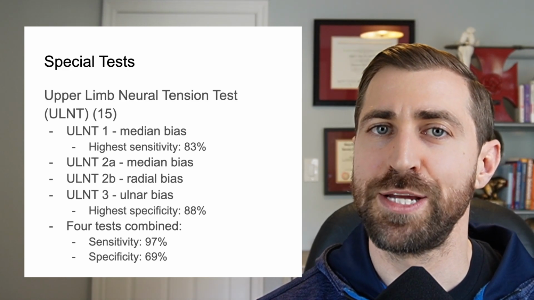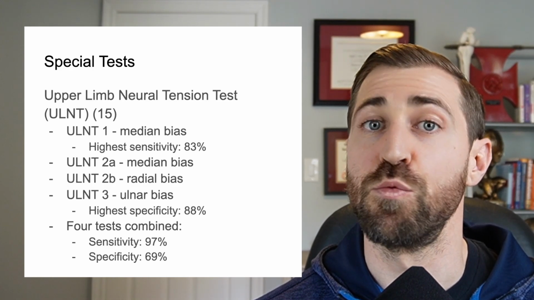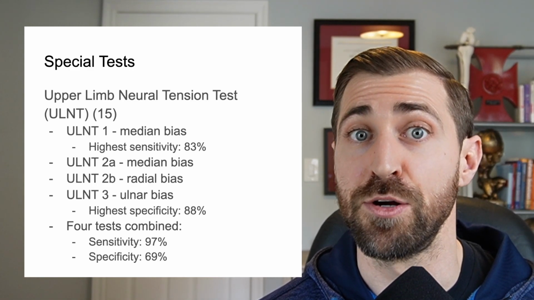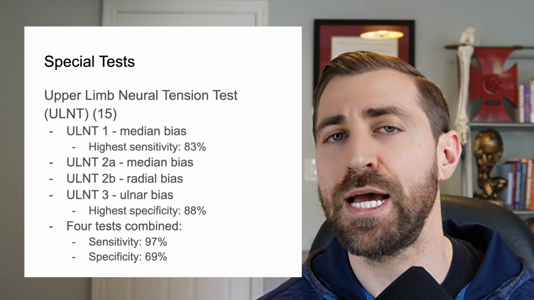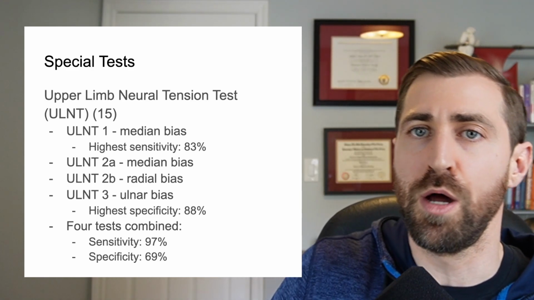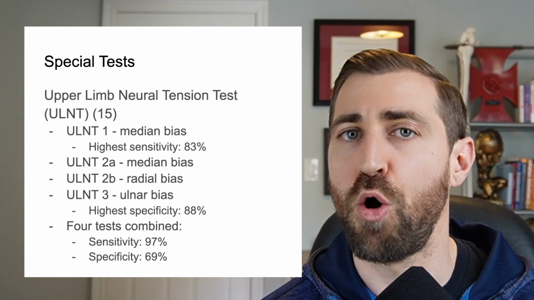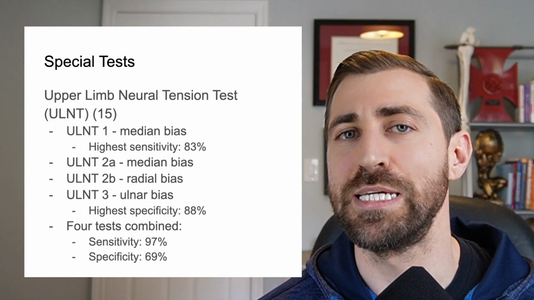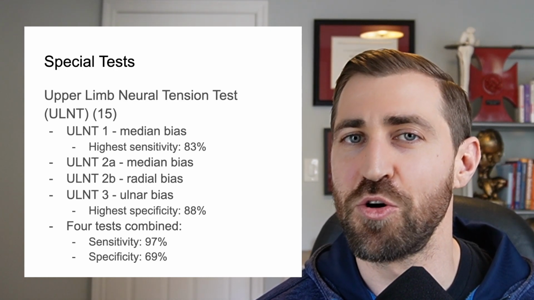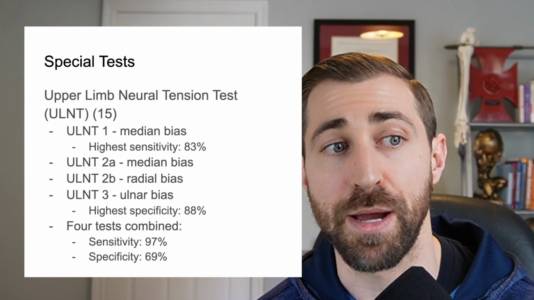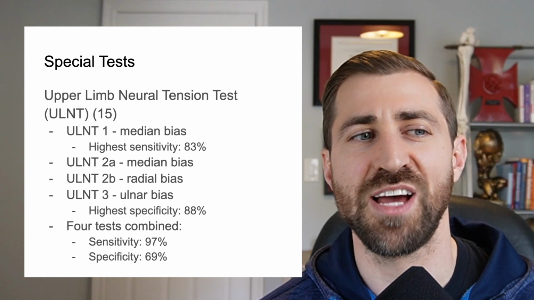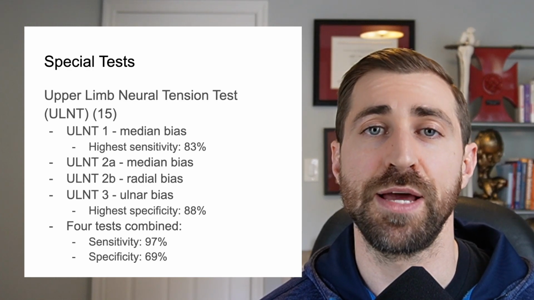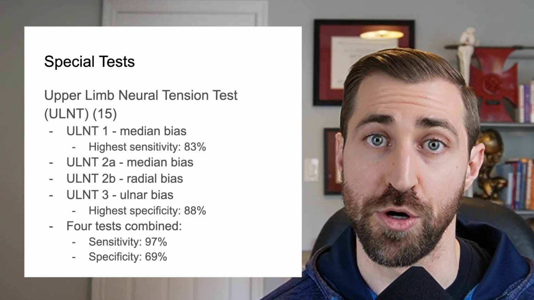The upper limb neural tension test can obviously be done in a variety of different ways. We have tests for the median nerve, radial nerve, ulnar nerve, and multiple tests for the median nerve. The most sensitive test of the bunch was upper limb neural tension test 1. And then the most specific test was the ulnar variation. If you guys want to see the upper limb neural tension test in action, I will leave a link in the description for a video going over all of these tests so you know exactly what I'm talking about. Okay. So if you're going to use just one test that has high sensitivity, upper limb neural tension test 1. If you want one test that has a high specificity, that's going to be upper limb neural tension test 3 for the ulnar nerve. Okay.